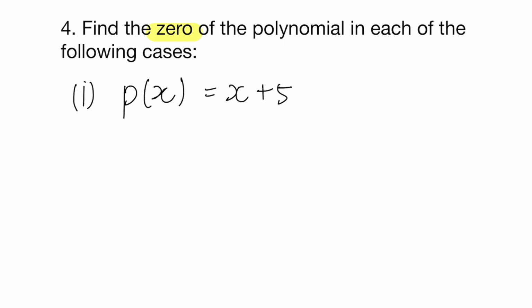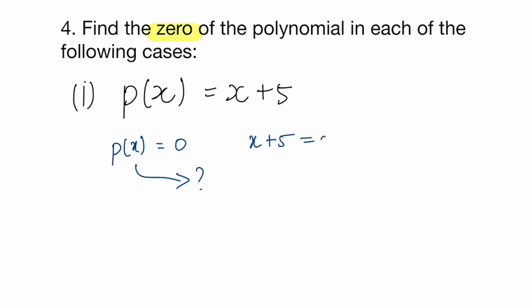So the concept is very simple. You need to know that p of x should be equal to 0. Only when p of x equals 0, the value of x that you get is the zero of the polynomial, or you can say a solution of the polynomial, right? So you are going to find the value for which p of x equals 0. That is exactly what we will do.